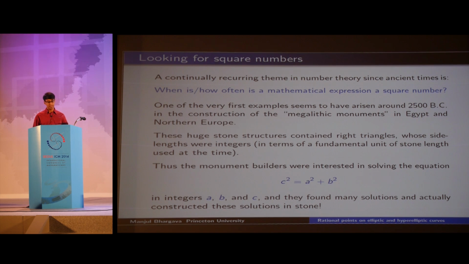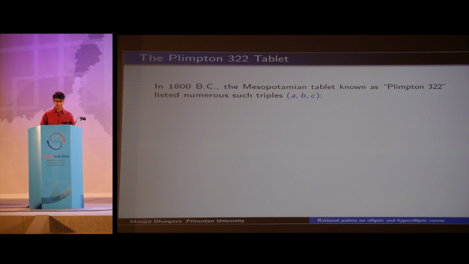The first written record of finding solutions to c squared equals a squared plus b squared occurs at least as far back as 1800 BC. In about 1800 BC, there was a Mesopotamian tablet known as Plimpton 322. This is a tablet that's kept in New York City at Columbia. It dates to 1800 BC, and it listed numerous such triples, a, b, c, that satisfy c squared equals a squared plus b squared. And here are some examples of solutions that were on this tablet.